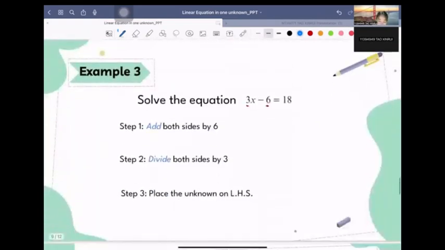For example 3, 3x minus 6 equals 18. The first step, we need to add 6 to both sides. So 3x minus 6 equals 18, and we add 6 on both sides. The second step, we divide both sides by 3. So 3x equals 24, and 3x divided by 3 equals 24 over 3. In the next step, we place the unknown on the left hand side, so x is the unknown, and it equals 8.